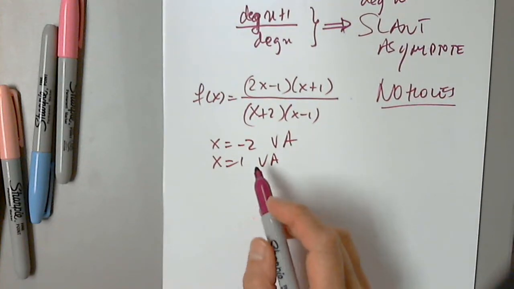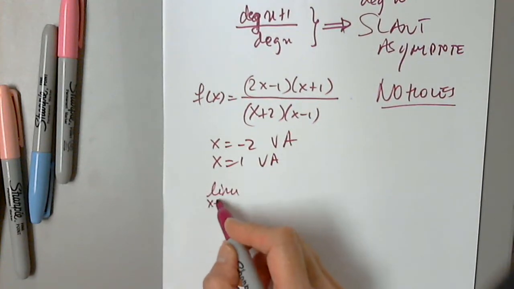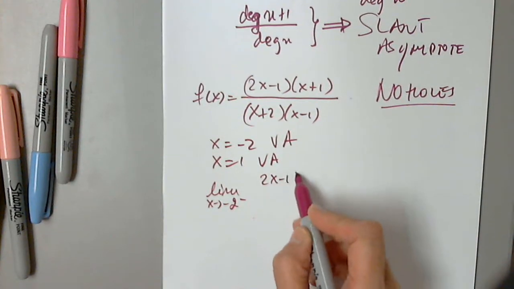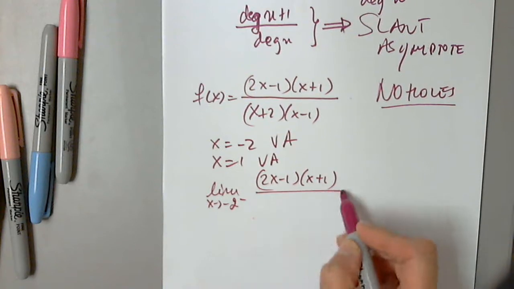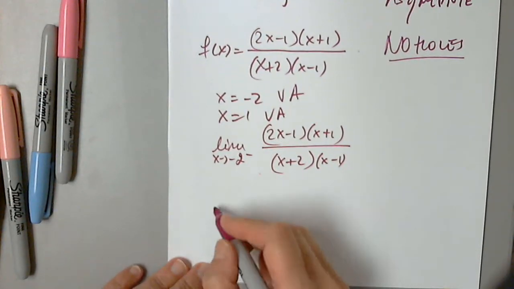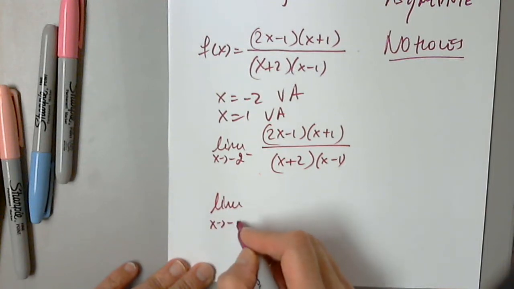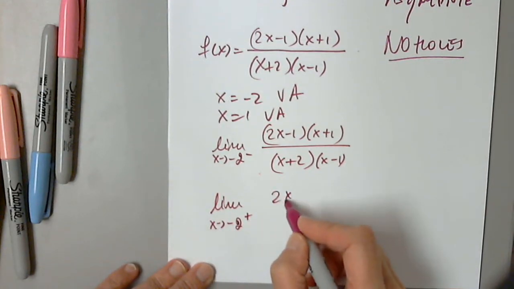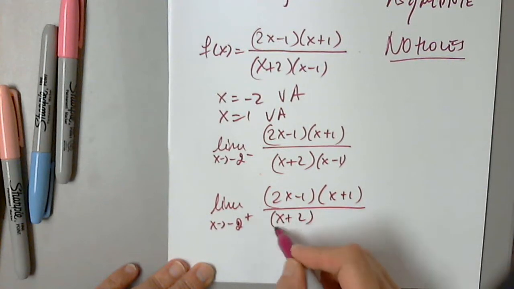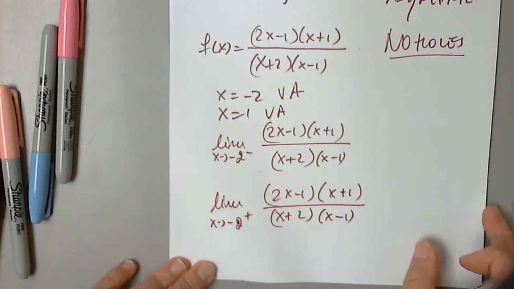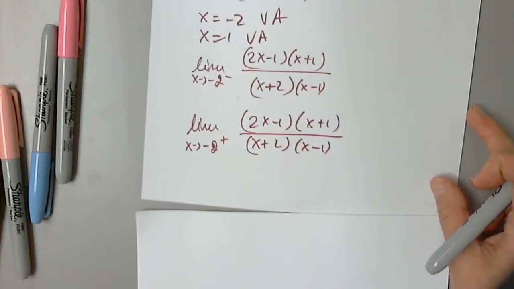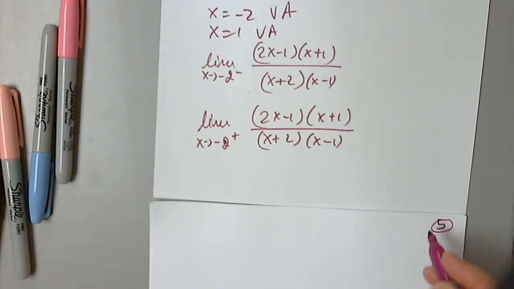But this is not sufficient. I have to determine the limit as x approaches negative 2 from the left of (2x minus 1)(x plus 1) over (x plus 2)(x minus 1). And then the other one, limit as x approaches negative 2 from the right, of the same function. We'll find them in a minute. I'm going to write the other two, and then we'll come back.